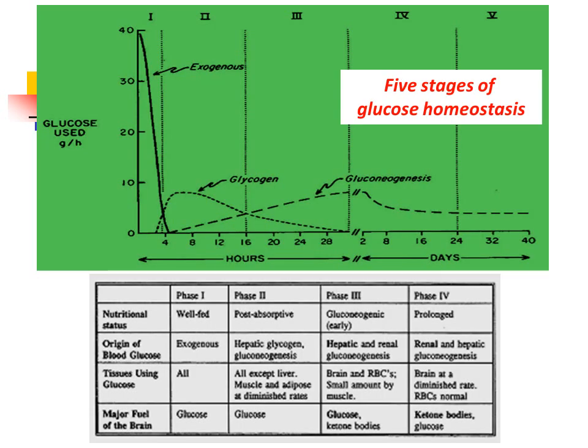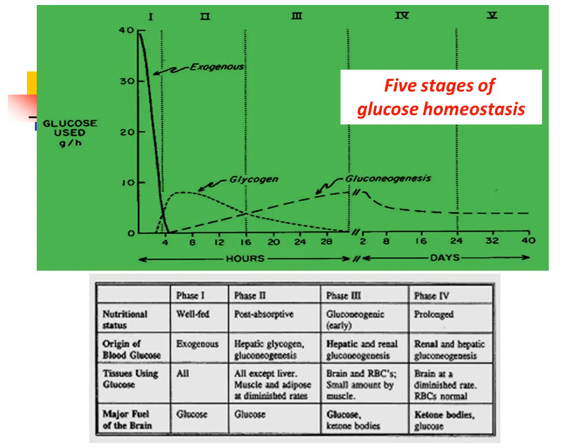This figure shows 5 stages of glucose homeostasis. These phases are phase 1, phase 2, phase 3, phase 4, and phase 5. The nutritional stage of phase 1 is known as well-fed condition. The origin of glucose is exogenous, coming from diet. Almost all the tissues use glucose, and the major fuel of the brain is glucose. Then we move on to phase 2.